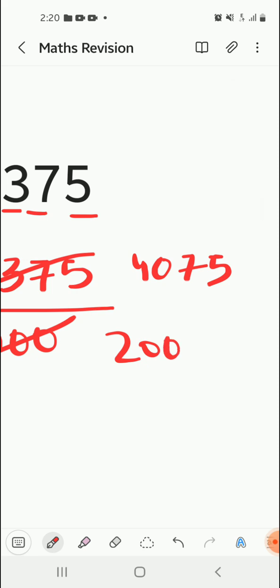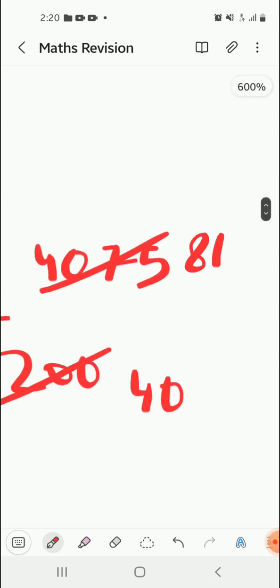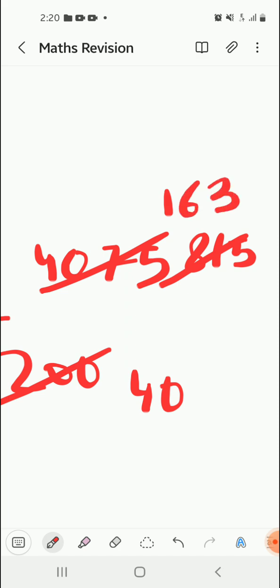Again you see this 5 and there is 0, that means both are divisible by 5. So 200 divided by 5 we get 40, and on the other hand 4075 divided by 5 we will get 815. Once again there is 5 and 0 in the units place, so both will be divisible by 5. So 815 divided by 5 we will write 163, and here 40 divided by 5 we will write 8. Now after this is all we can do.